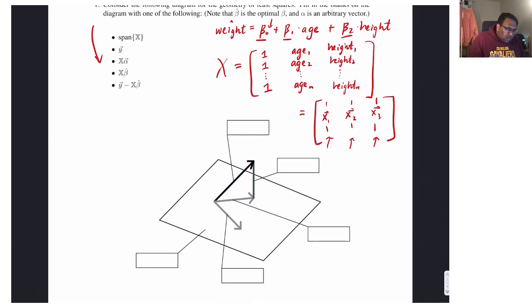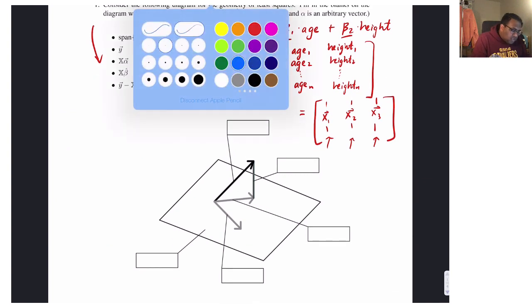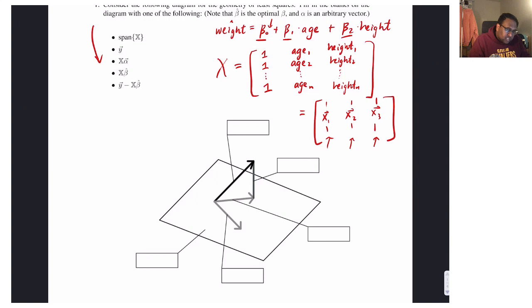Okay, and so now filling in this picture, we see that there's 5 options and 4 of them look like vectors and 1 of them doesn't look like a vector. And so the only one that's not a vector is the span of x. Okay, because the span of x isn't a vector, it's a set of vectors. It's a set of all vectors you can reach by multiplying a vector with x.